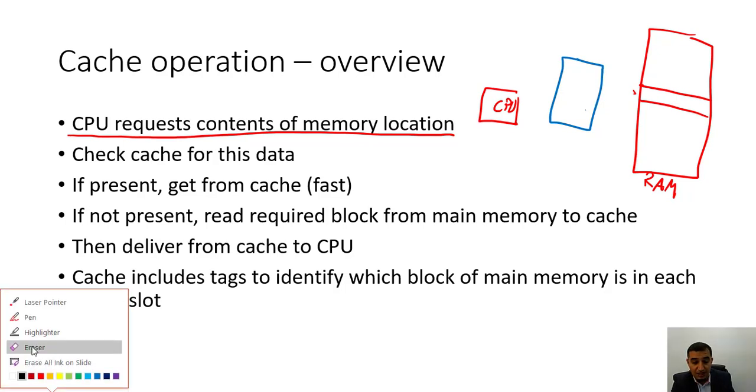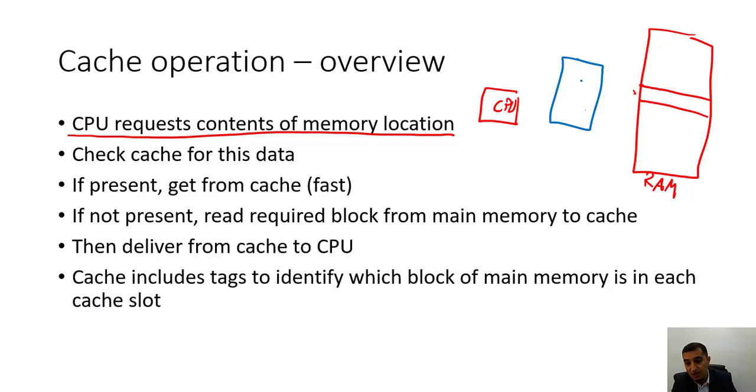If the information is available in the cache, then we take it from the cache. So, check the cache for the data. If present, meaning the data is available in the cache, get it from the cache. If not present, read the required block from the main memory to the cache.